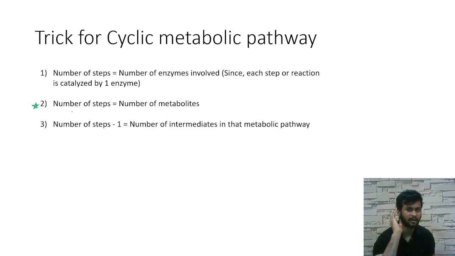In a linear metabolic pathway, number of steps plus 1 gave us the number of metabolites. Number of steps minus 1 gives the number of intermediates. The first and third points are the same for linear and cyclic metabolic pathways. The second point is different.